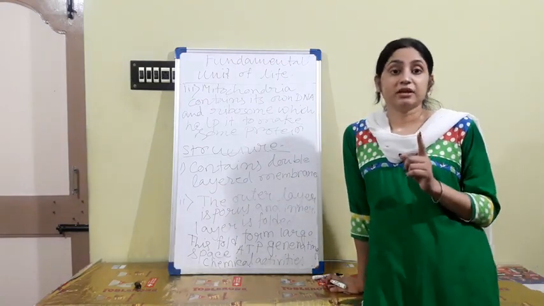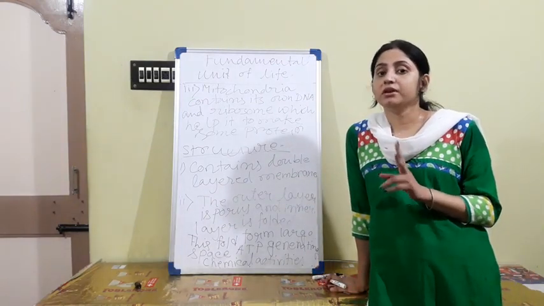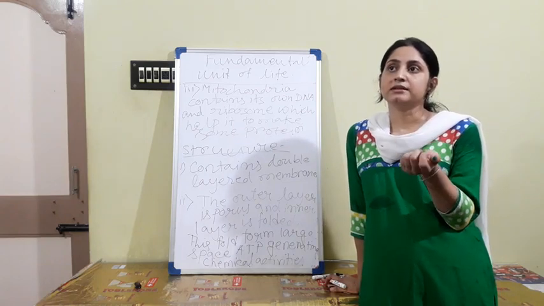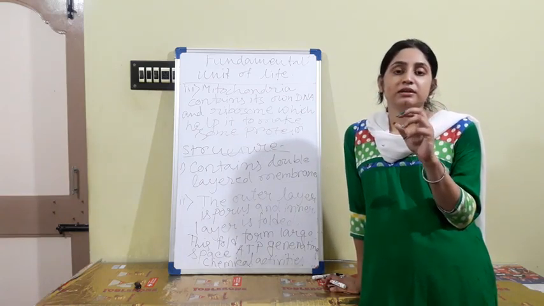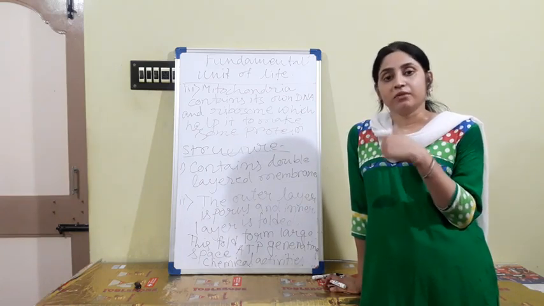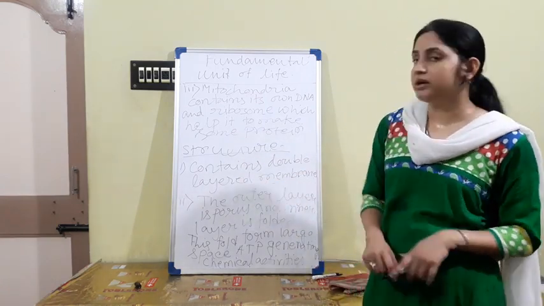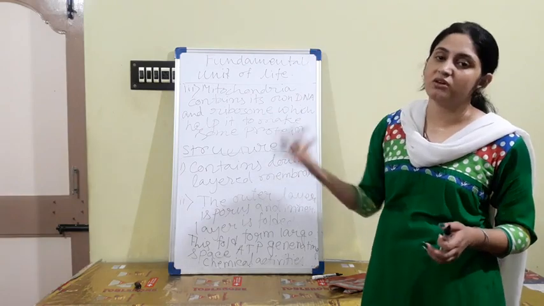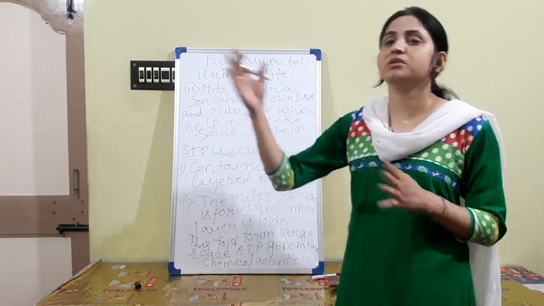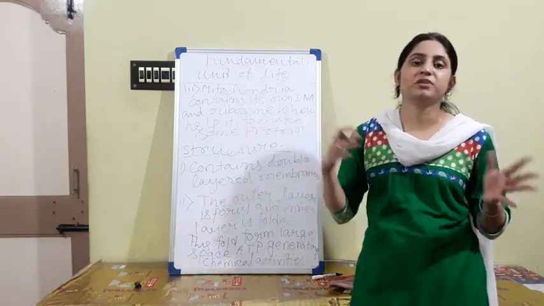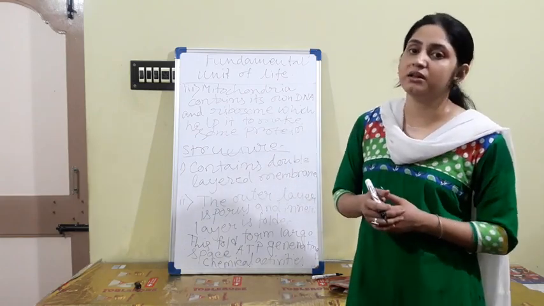Nucleus also contains a double layered membrane. So if I ask you which organelles contain a double layered membrane? Mitochondria, nucleus. Mitochondria contain a double layered membrane. The outer membrane is porous because of the transport of materials outside and inside of the cell organelles.